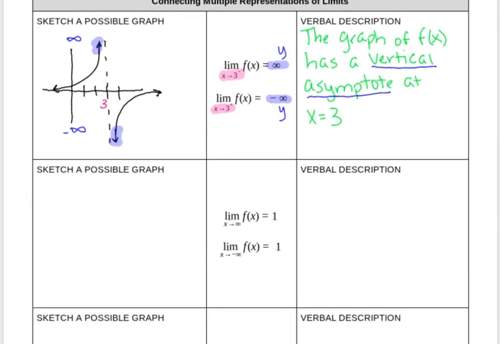Let's take a look at another one. Again, we need to first identify what are the important x and y values that we're looking at. So we're looking at the limit of f of x as x approaches infinity is 1, and the limit of f of x as x approaches negative infinity is also 1. So the important x values that we're going to be looking at in our graph are positive and negative infinity. The y values that we need to pay attention to both happen to be 1.